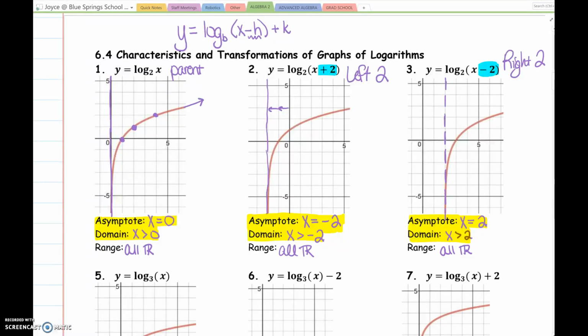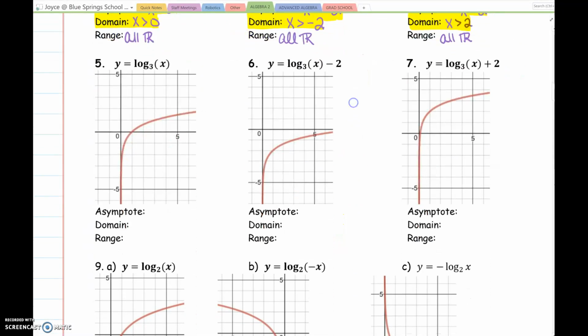All right, let's look at 5, 6, and 7. Number 5 is another parent function. This time it's log base 3 of x. But again, our asymptote is at 0, so x equals 0. Our domain is x is greater than 0, and our range is all real numbers.